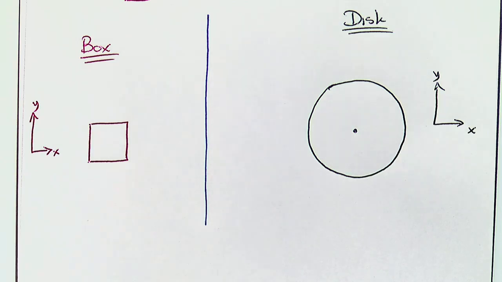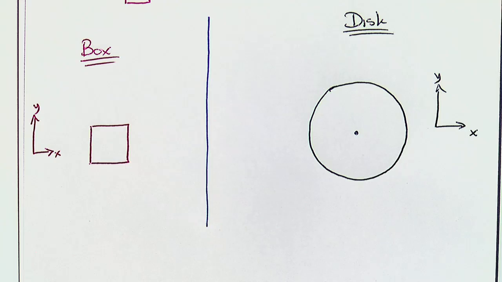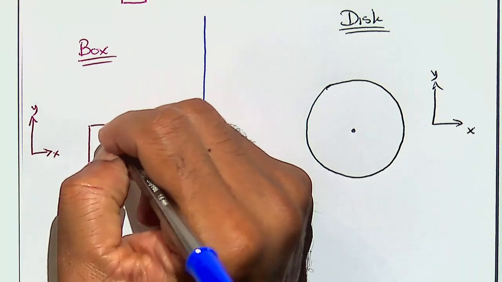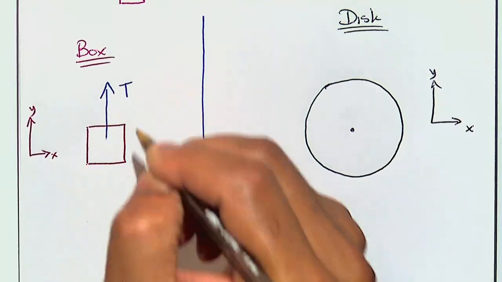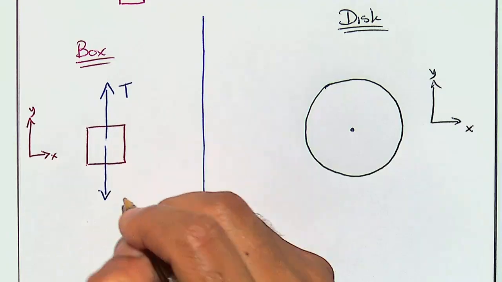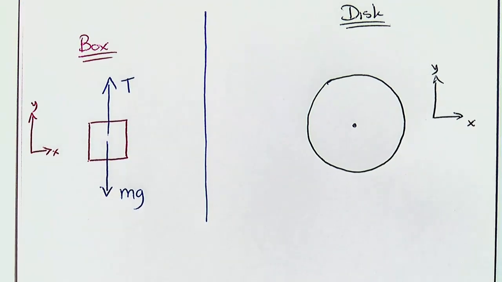Well, on the box, what do we have? Well, we have a tension pulling up. We have its weight, M times G is its weight pulling down. Those are the two forces acting on the box.